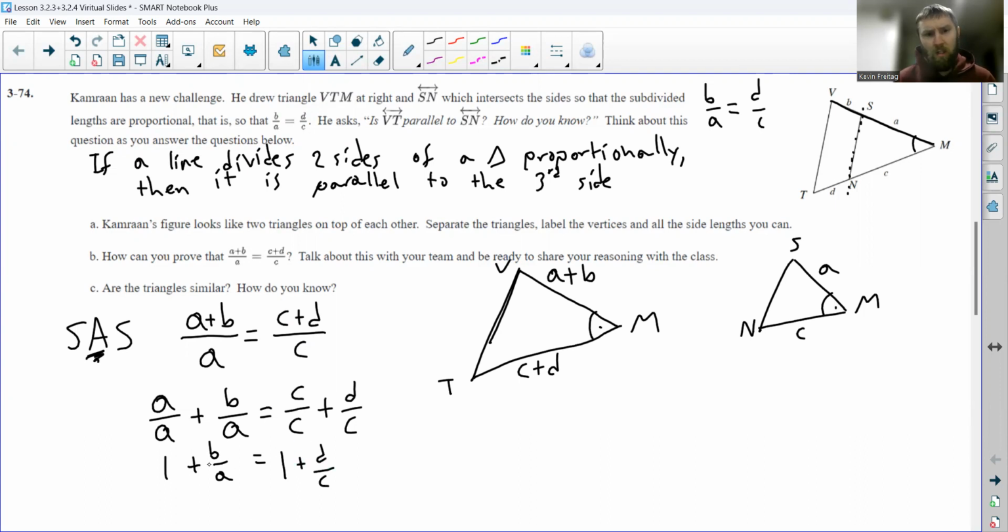So notice that both sides have a plus 1 on them, right? So can I minus 1 on both sides? A little bit more algebra. Scribble those out and scribble those out. What are you left with? B over A is equal to D over C.